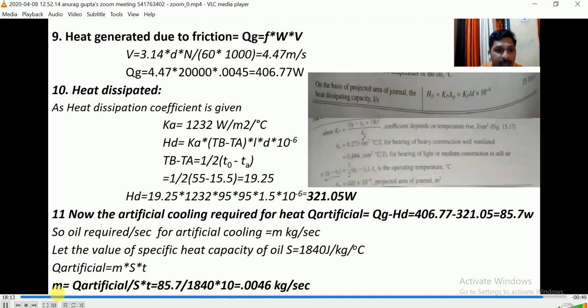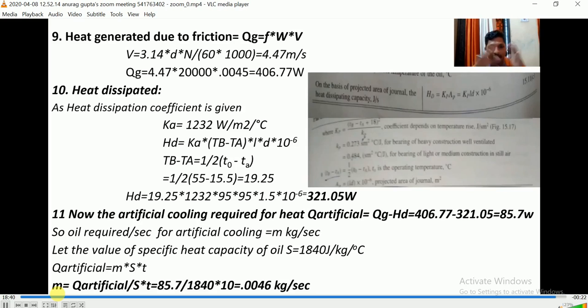So by putting these values in this Q artificial is equal to M into S into T, we are able to find out the mass flow rate of the extra oil required for removing the extra heat, or artificial cooling required, and that comes out 0.0046 kg per second. That's all.